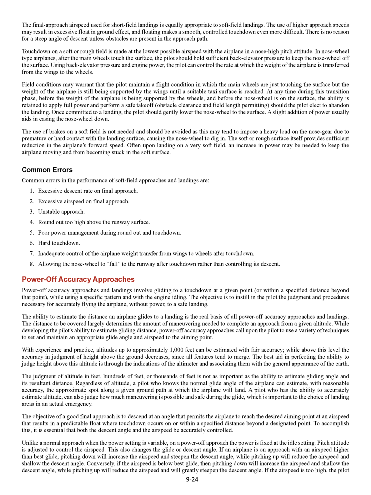The distance to be covered largely determines the amount of maneuvering needed to complete an approach from a given altitude. While developing the pilot's ability to estimate gliding distance, power-off accuracy approaches call upon the pilot to use a variety of techniques to set and maintain an appropriate glide angle and airspeed to the aiming point. With experience and practice, altitudes up to approximately 1,000 feet can be estimated with fair accuracy, while above this level the accuracy and judgment of height above the ground decreases, since all features tend to merge.